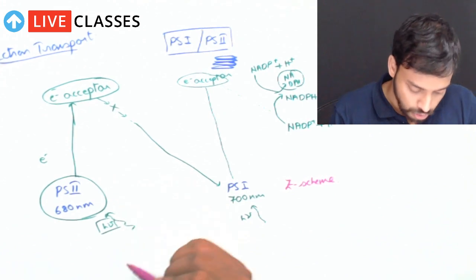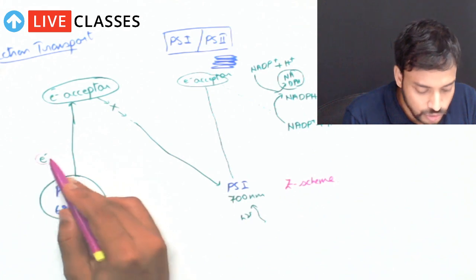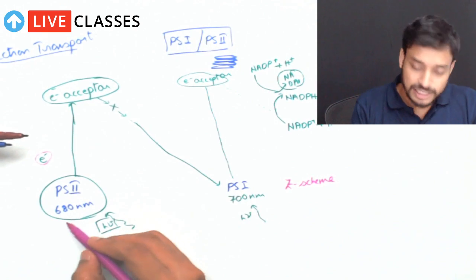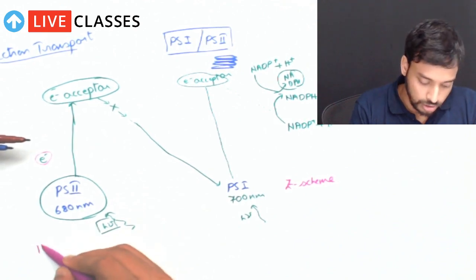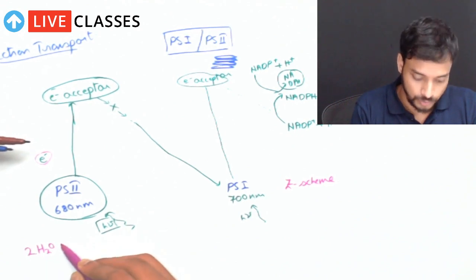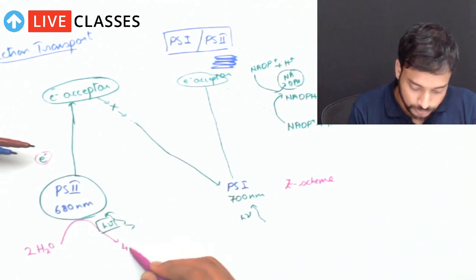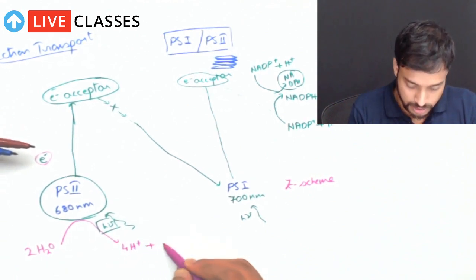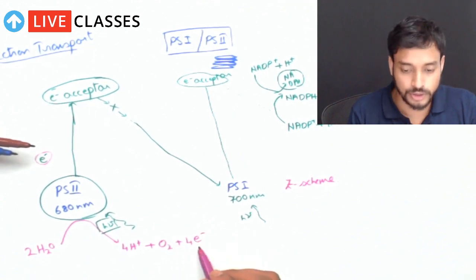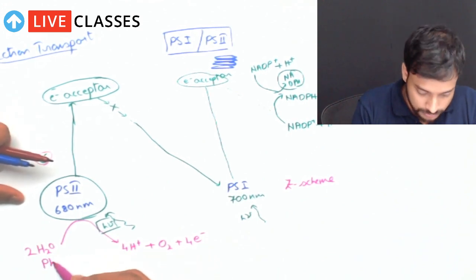Now the basic question is, from where will the electron come? We'll see. In this process, the water molecule is being split. I'll draw it. Two water molecules are split into 4H plus, O2 plus 4 electrons. Got it? This is called photolysis.